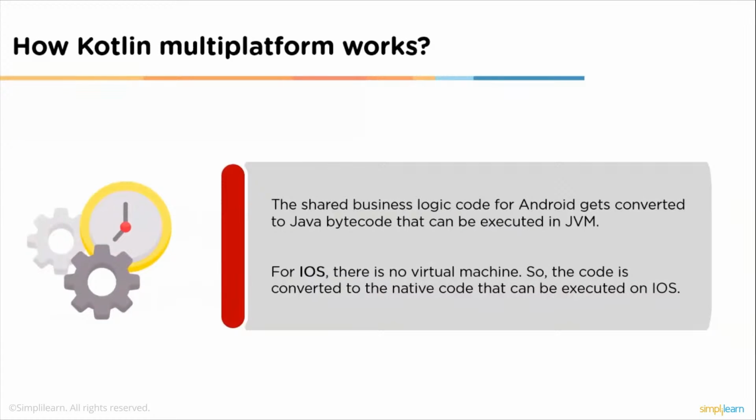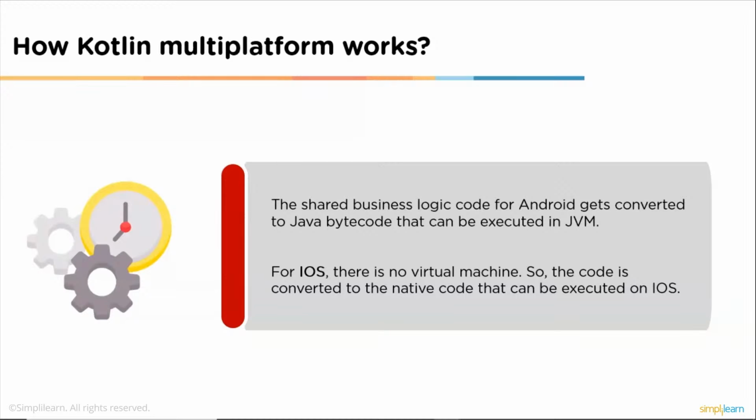So let's take Android and iOS. The shared business logic code for Android gets converted to Java bytecode that can be executed in JVM. And Android has the virtual machine, so it can easily run it. But in case of iOS, there is no virtual machine. So the code is converted to the native code that can be executed on iOS.